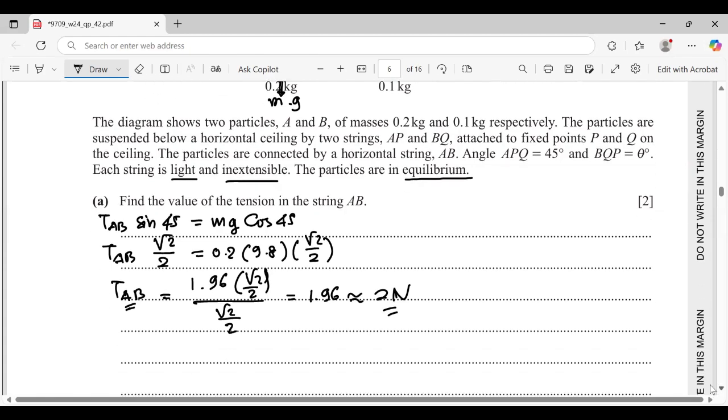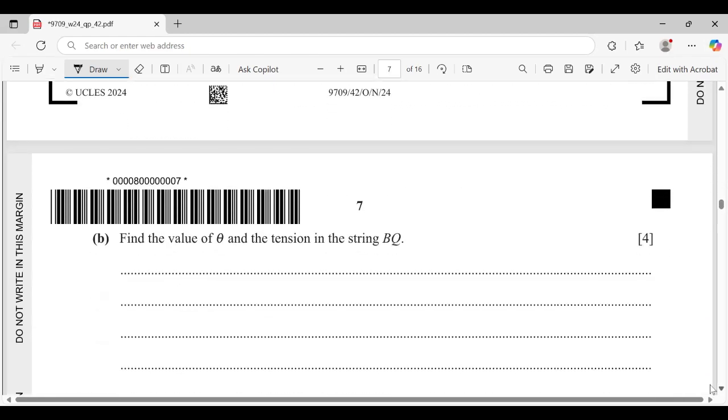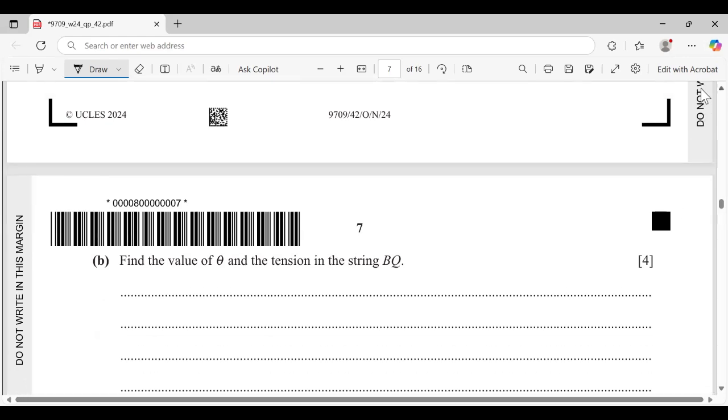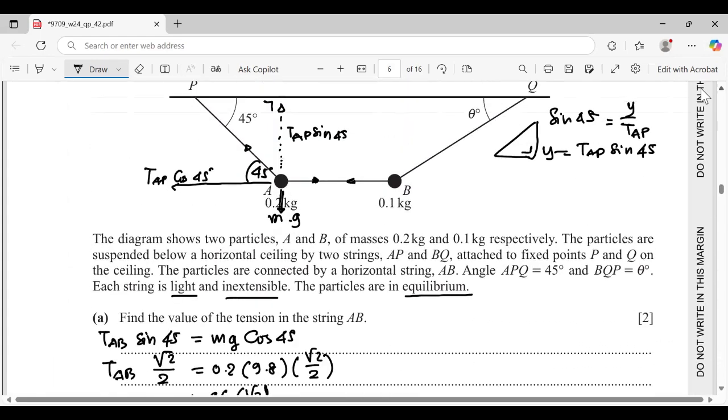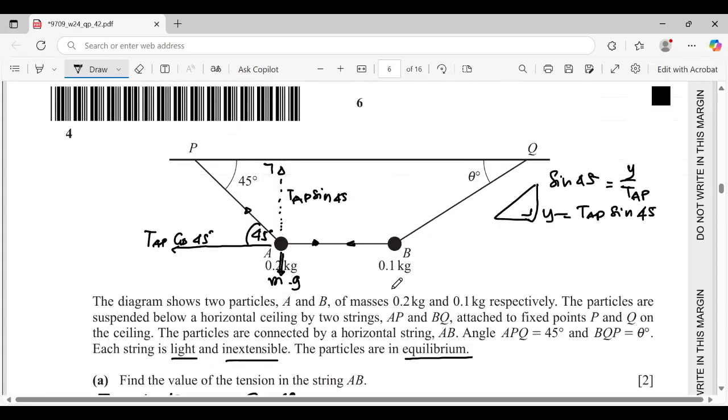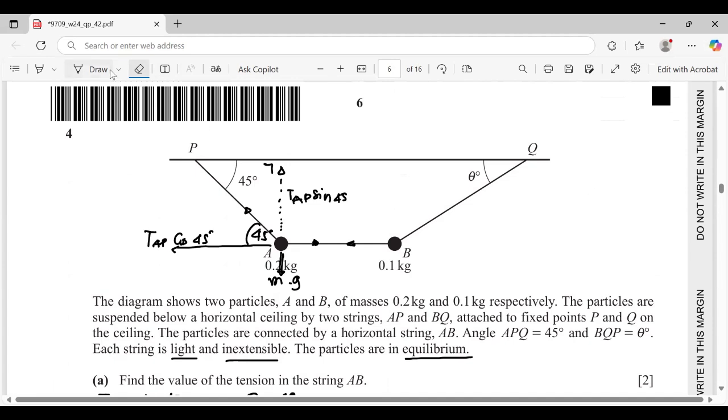Next question. Find the value of theta and the tension in string BQ. Right, back to the diagram. This is BQ. I'm going to clean this area. Right, so I would like to create a new line here. Okay, this is the tension BQ cosine theta.